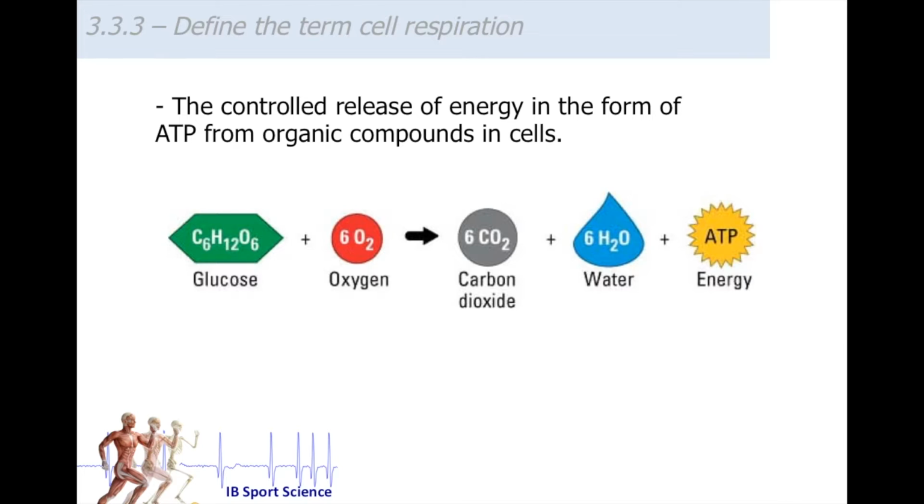Here we have a simple word equation which represents cellular respiration. On the left hand side you can see we've got glucose, which we essentially get from our food. We've got oxygen, which we breathe into our bodies, and that then gets turned into carbon dioxide and water, which our body gets rid of and excretes, and ATP, or energy. And we're going to talk a little bit more in a second about what ATP is.